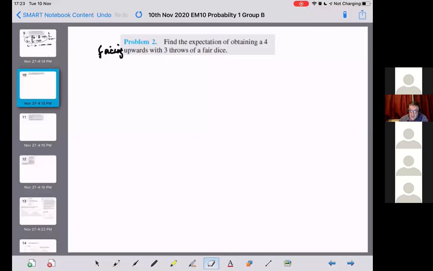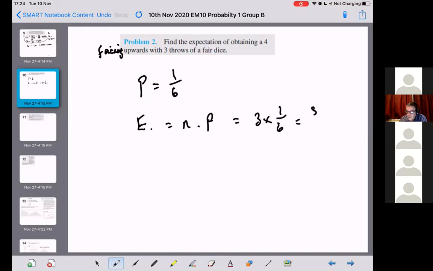It's what you said at the beginning. Obviously, it's a 1 in 6 chance. Yeah, the probability is 1 in 6, because there's 6 faces on this, and then you times it by 3 because you're throwing it 3 times. Yeah, and the expectation is equal to the number of throws times the probability. So you do 3 times 1/6 equals 3/6 equals 0.5. Yeah, or half. Yeah, well done.